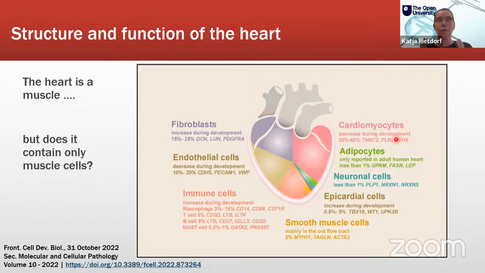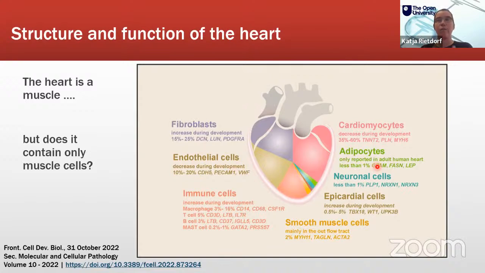If you look at the volume of the heart, yes, the majority of the heart is made from cardiac muscle cells. 70 to 85% of the heart's volume is made from these specialized heart muscle cells. But these cells are really, really big. So if you look at the number of the cells, you can see that actually the heart contains several other cell types. For example, fibroblasts, endothelial cells, smooth muscle cells, and adipocytes, which are fat cells.